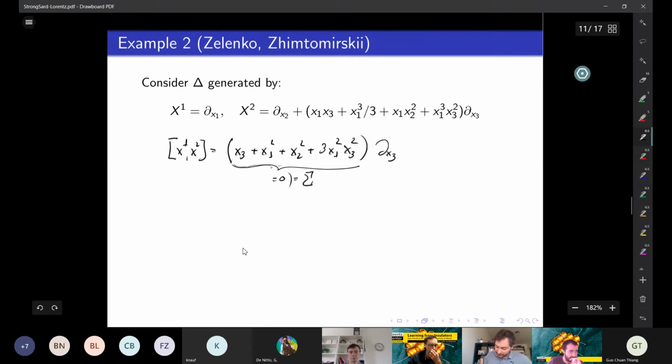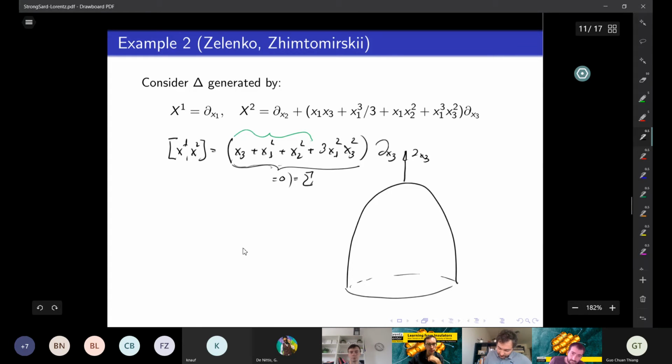And if we look at this part of the equation, we see a paraboloid, with the axis here, the x3. Another interesting thing is that along this axis, if we take x1 equals 0, x2 equals 0, then all of this term here is 0. So we obtain something which is transverse.